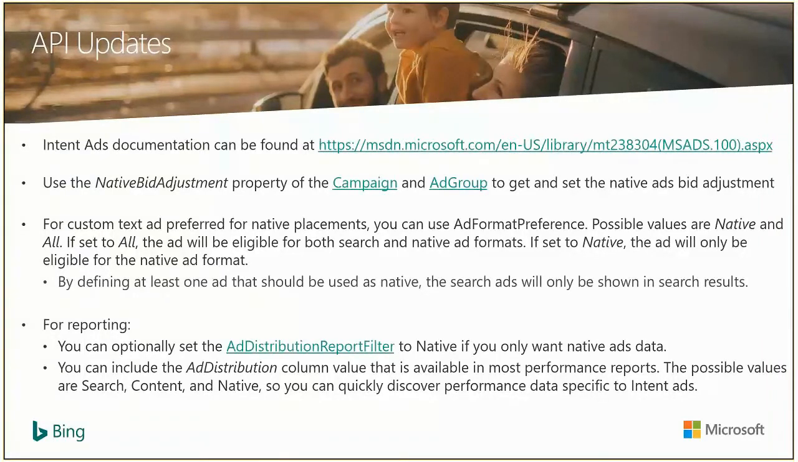One important thing to keep in mind is every ad group needs a search ad always. So one ad group cannot have only a native ad, otherwise that flag will not be honored. And then finally, for reporting, you can use the ad distribution filter and get either just the native data or all of the data and look at it just for native. So those were the updates from intent ads.